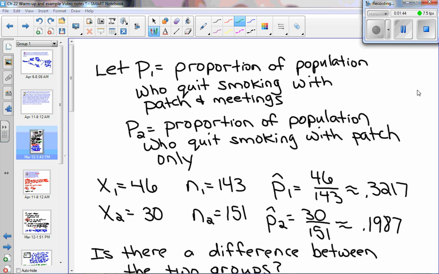Now I'm going to define a couple of our groups here. I'm going to let p sub 1 represent the proportion of the population who quit smoking with the patch and meetings. Now, what you might want to do at times is, instead of using a 1 and a 2, use a letter for a subscript. For example, you might say p sub S for support groups, and p sub WS without support, or, I don't know, that could be a little confusing, but you can use subscripts that are not just numbers.